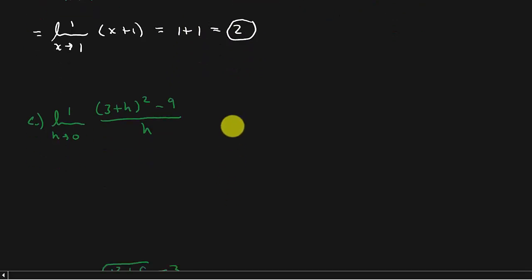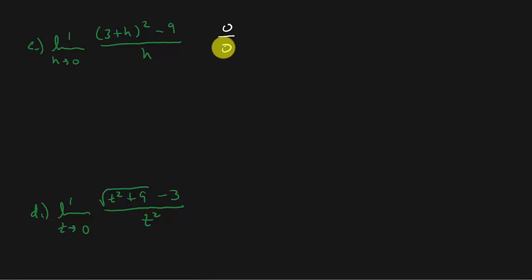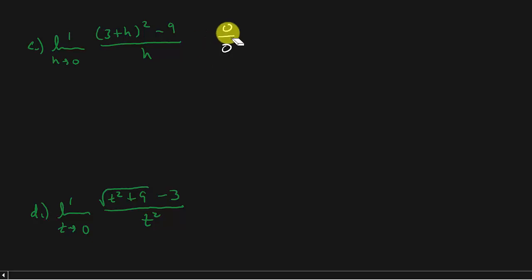Now let's look at this one. If we look at this one, let's just plug the 0 in. So 3 plus 0 is 3. 3 squared is 9. 9 minus 9 is 0. Plug the 0 in for h. I get 0 over 0 again. So just like I said earlier, try something else.